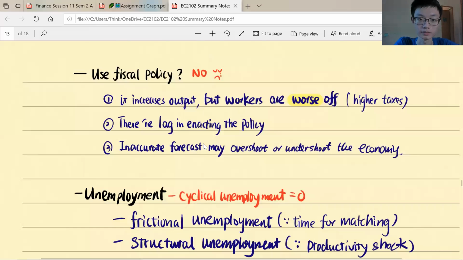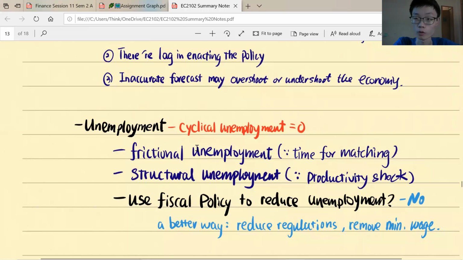It may cause troubles. And then we look at the question of unemployment. In the classical theory, the cyclical unemployment is always zero. We only have frictional unemployment. It's the time for matching skills and jobs. And we have structural unemployment, due to productivity shocks, where we have laborers that do not have the skill sets needed for the job permanently. So there's a rather long change, so it's structural unemployment.